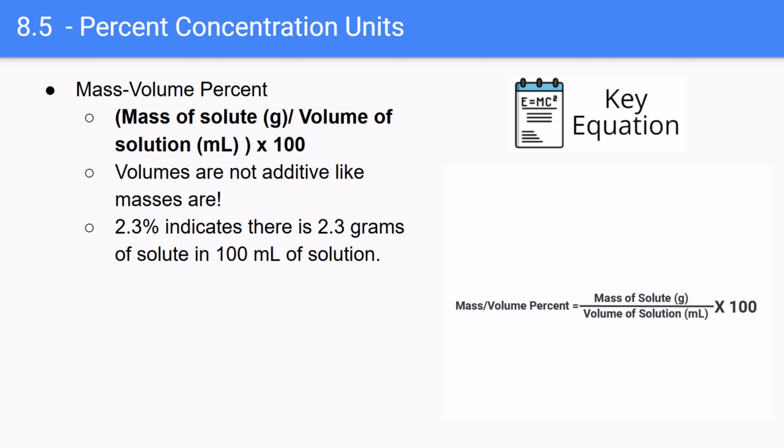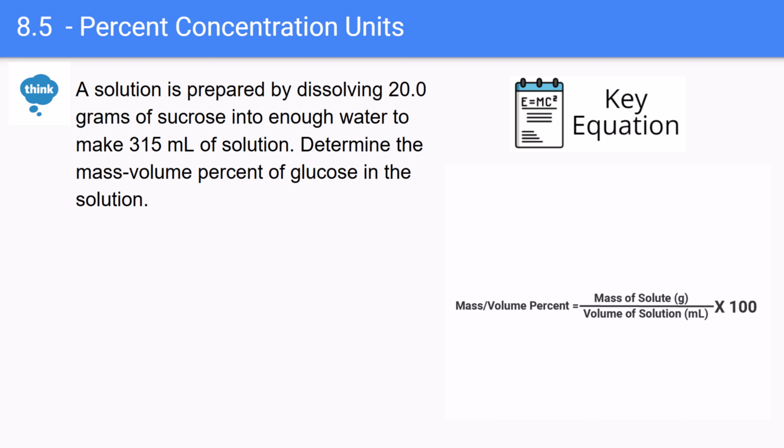But to just break this down here, let's say we hypothetically had a solution that was 2.3%. Well, that indicates that there's 2.3 grams of solute in 100 milliliters of solution. And again, we can use that as a conversion factor moving forward. So here we have another question where a solution is prepared by dissolving 20 grams of sucrose into enough water to make 350 milliliters of solution. Determine the mass volume percent of glucose in the solution.